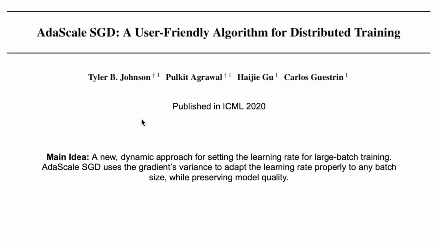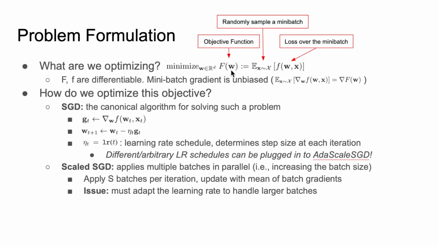AdaScaleSGD uses the gradient's variance to adapt the learning rate properly during training so that we can use any batch size and scale to very large batch sizes while preserving the quality of the model. Our objective can be seen in this expression on the right, where we're trying to minimize some function value big F of W. This function basically equals our expectation for a mini batch taken from our data set of this function little f, which represents our loss for a single mini batch within our data set. So we're trying to minimize the expected loss over a mini batch within our data set.